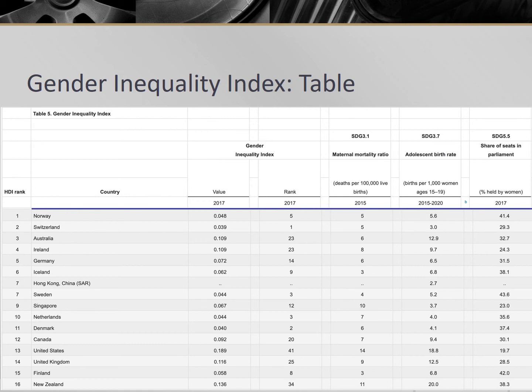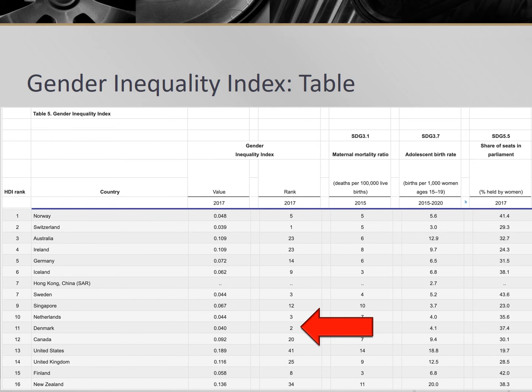So let's look at the data. Denmark is 11th on the Human Development Index, but is second overall on the Gender Inequality Index, meaning that they are the second most gender equal country in the world, behind Switzerland.